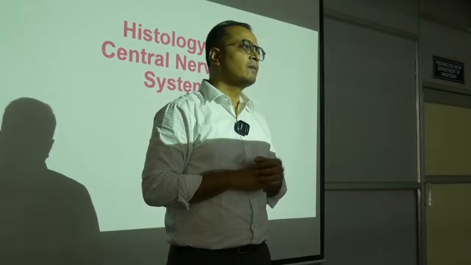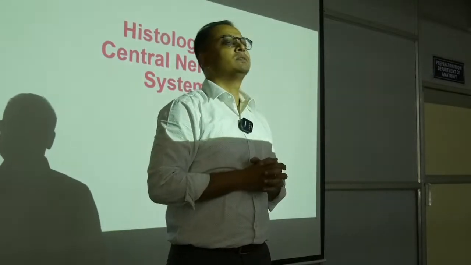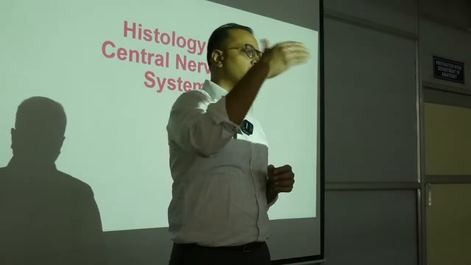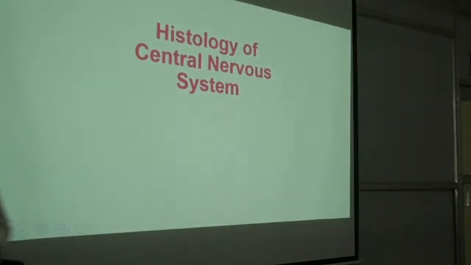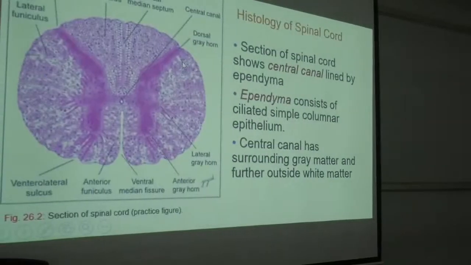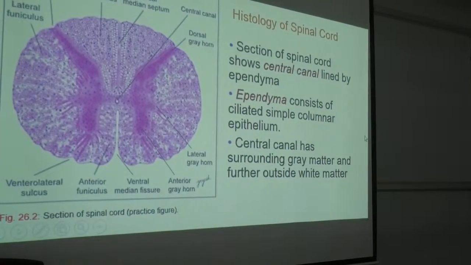We have to identify that, and peripheral to it we have the gray matter and then the white matter. So, this is how we are going to identify it. This is the logic of identifying the central nervous system. So, this is the spinal cord that we are seeing here.